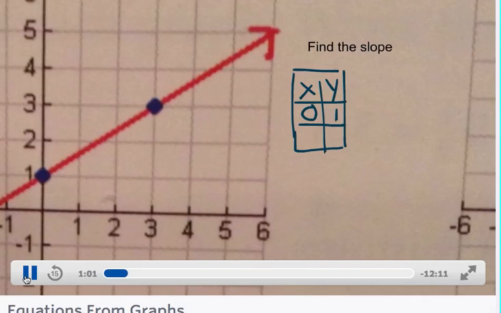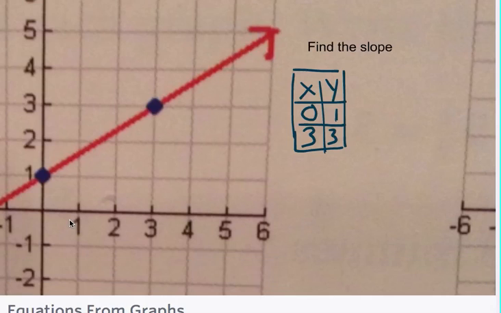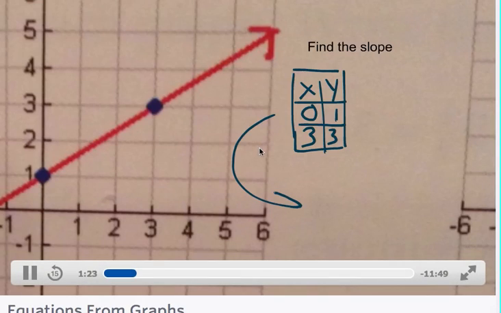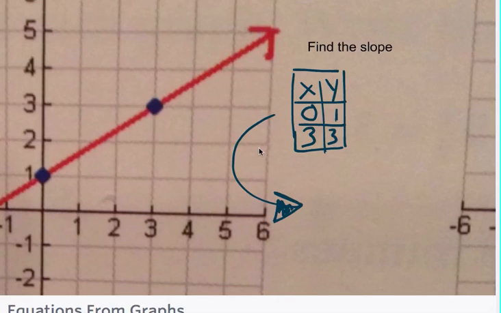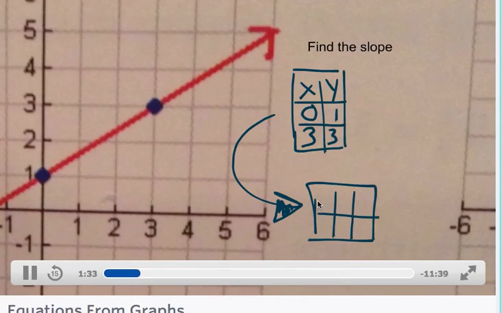So that is the point 0, 1. And then I'm going to find the ordered pair of this second point. So that I go over 3 and I also go up 3. Now I'm going to take this table and I'm going to turn it on its side so the x is on the bottom and the y is on the top. I'm literally just going to tip it over and rewrite it. So x is down here, y is up here. So it's just going to tip over.